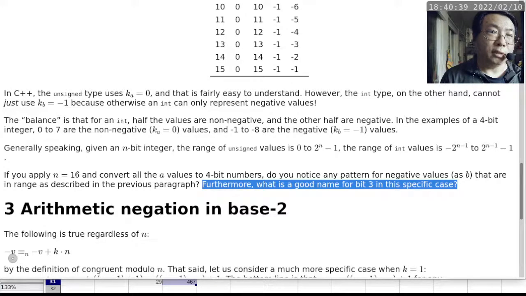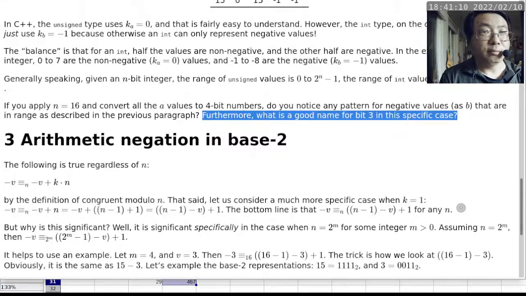Negative v, whatever v is, is congruent modulo n with negative v plus k times n for some k. k just has to be an integer. Is that okay so far? This is kind of how we defined congruent modulo n, so by definition, this is true. Are we good so far?